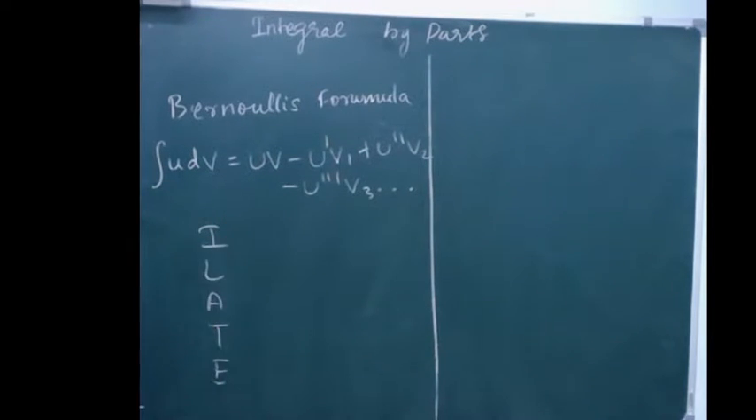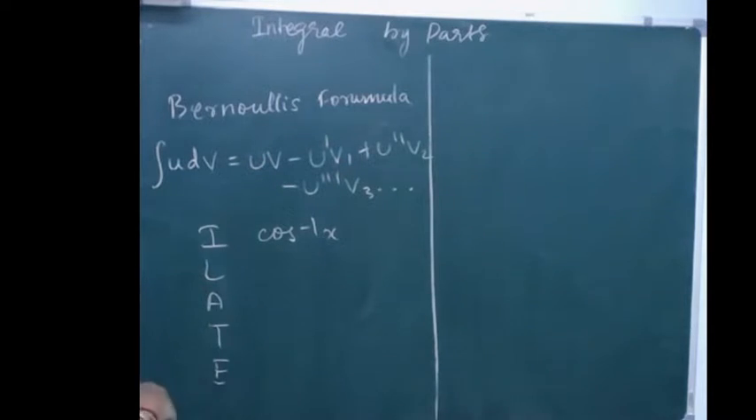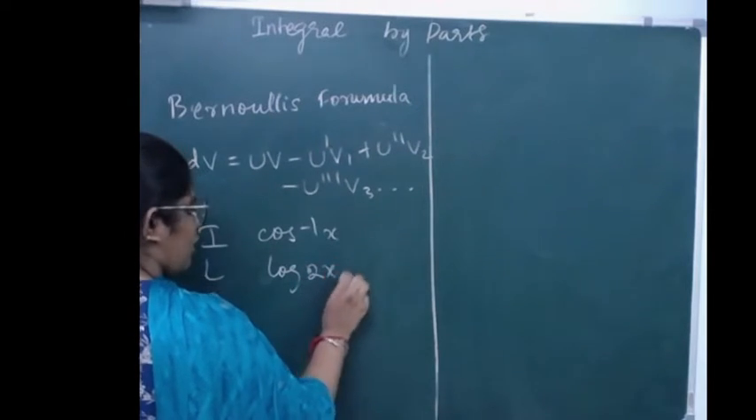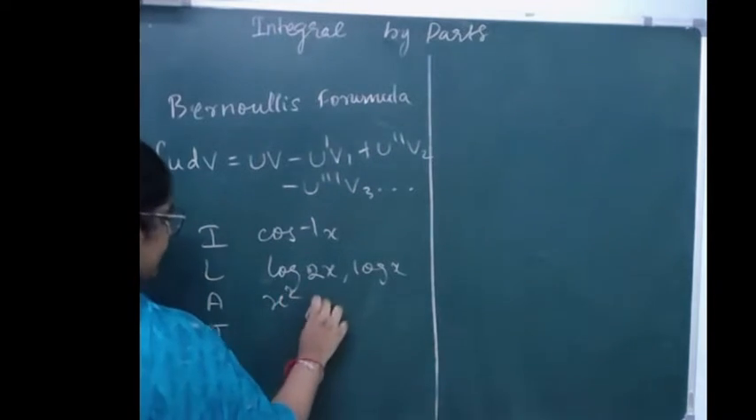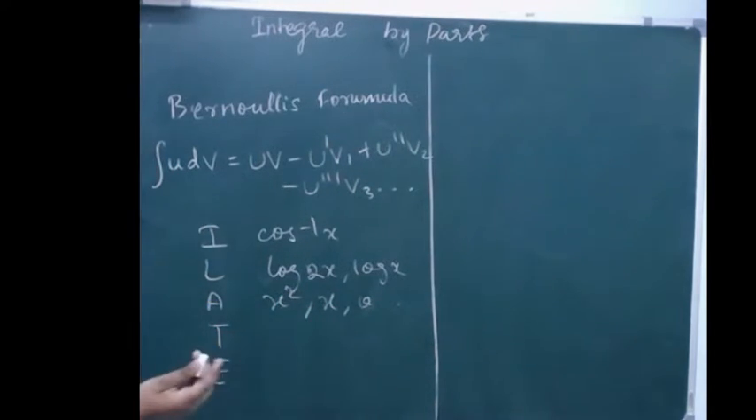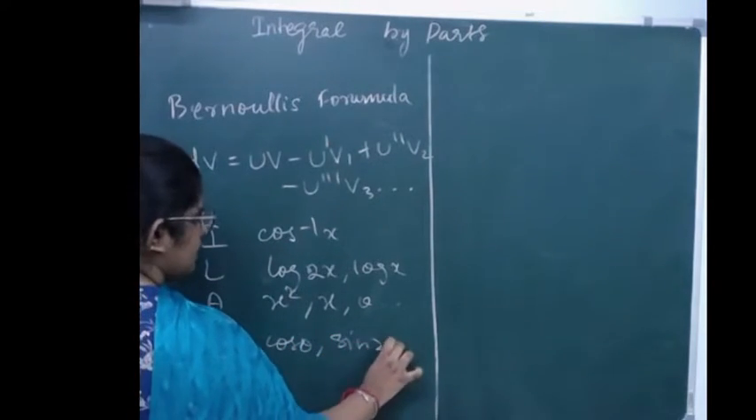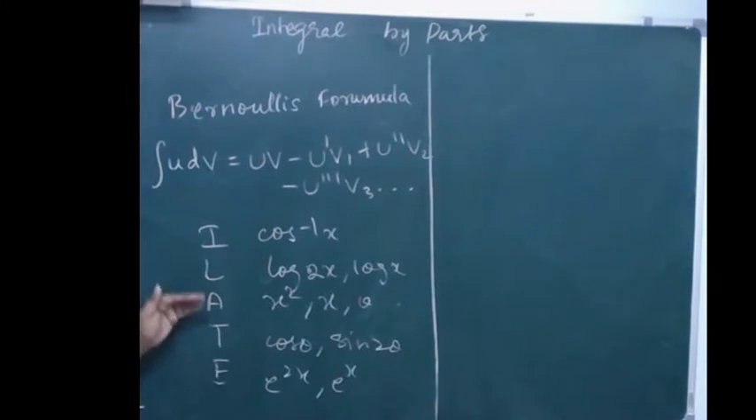Let us give an example also. I means inverse trigonometric function, so inverse means cos inverse of x. Logarithmic means we have log of 2x and log x. Algebraic means x square, x, theta, these are all algebraic. T, trigonometric, means cos theta, sin 2 theta. Exponential means e power 2x, e power x. Based on this priority order, we will decide which is u and which is dv.